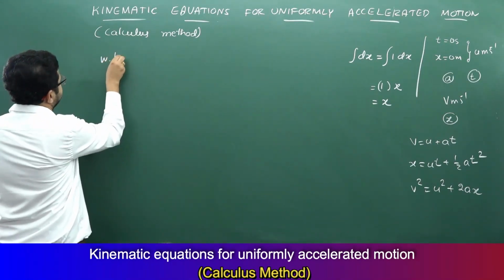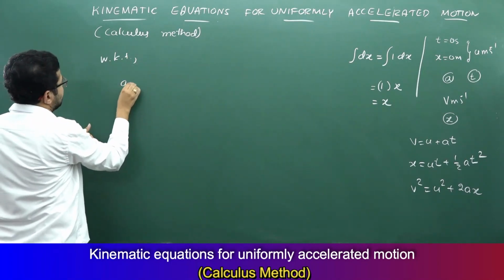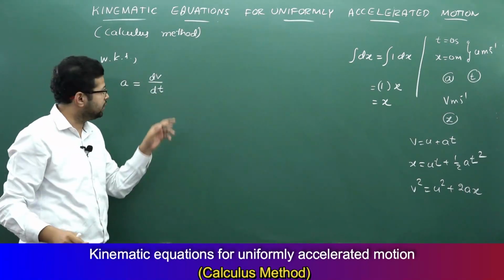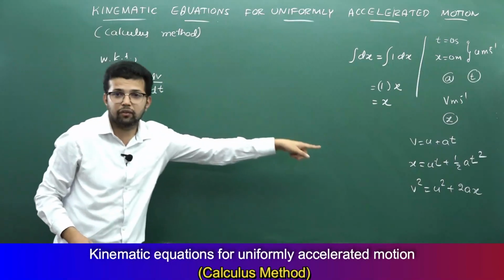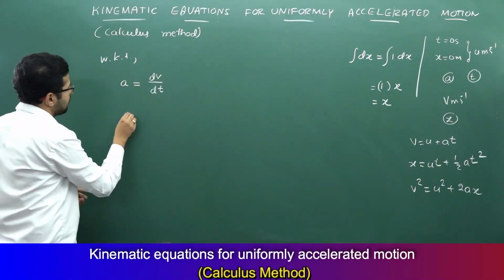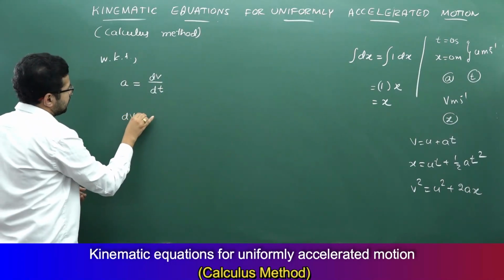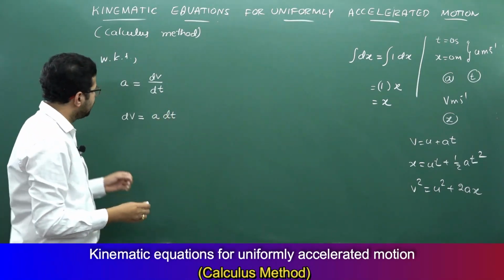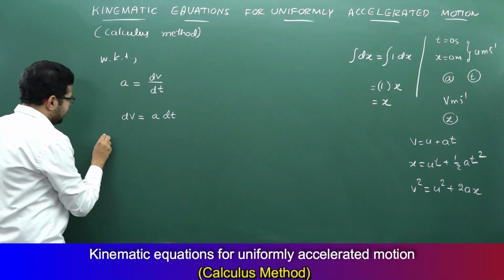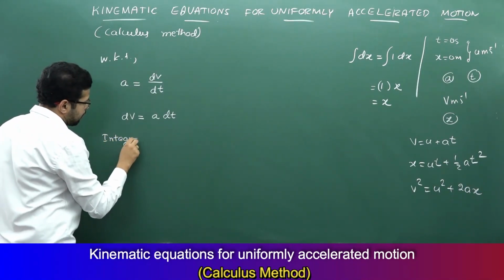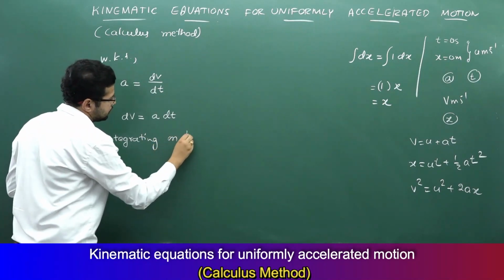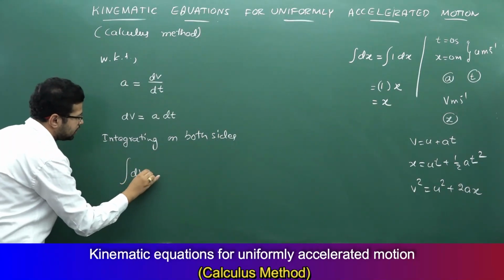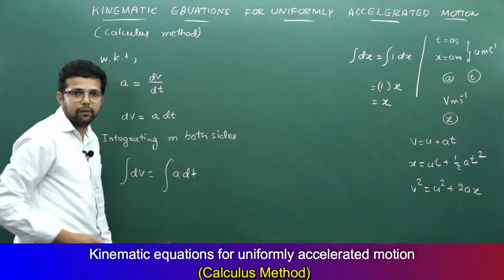Okay. We know that acceleration is equal to dv by dt. Instantaneous acceleration is dv by dt. See, here I got dv. Integration of dv will give me v. I will rearrange this equation. So, dv is equal to a into dt. Now, I should integrate this equation on both sides. Integrating on both sides, what happens? Integration of dv is equal to integration of a with respect to t.